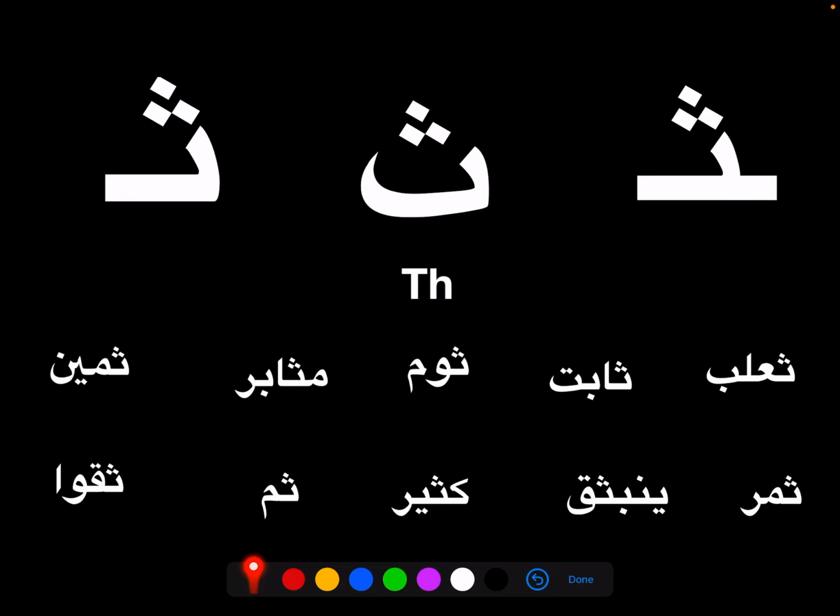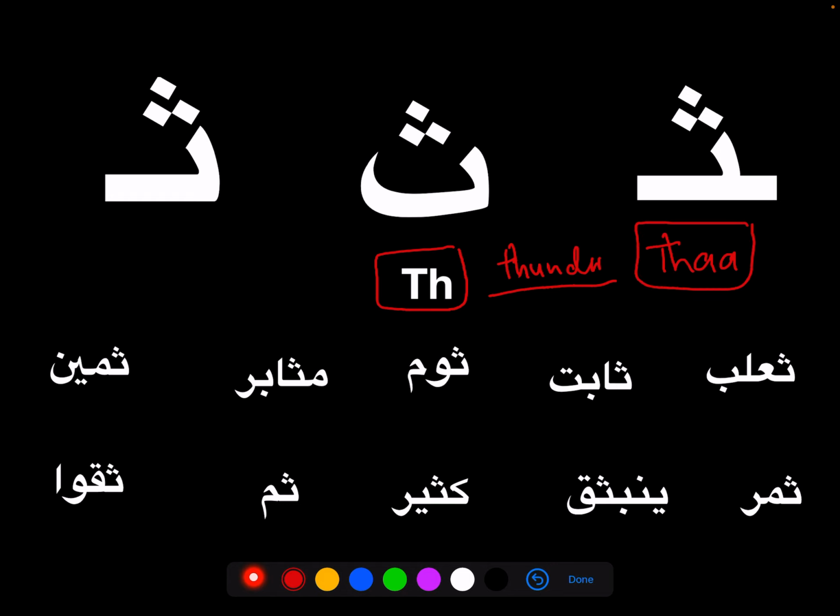So this letter is basically the like thunder. So we call it tha. If you remember, we call the previous letter ta, but this one has a tha. When you push your tongue towards your front teeth, you say tha. If you have Egyptian friends, maybe you haven't heard them saying tha at all.